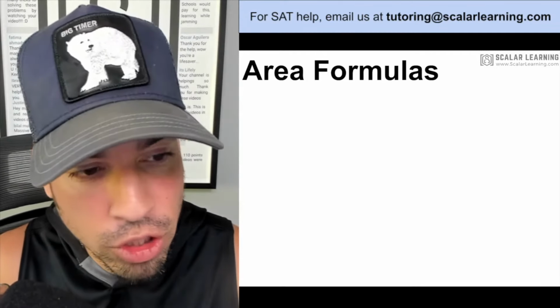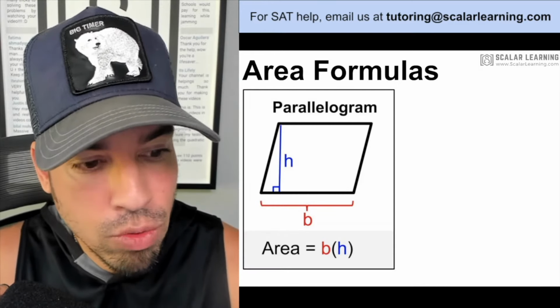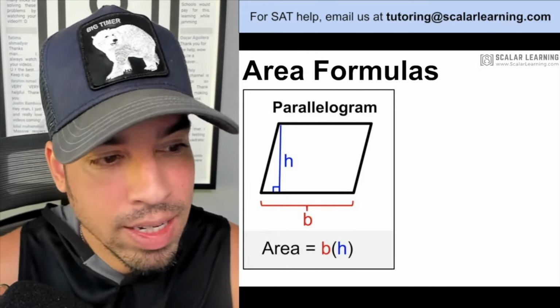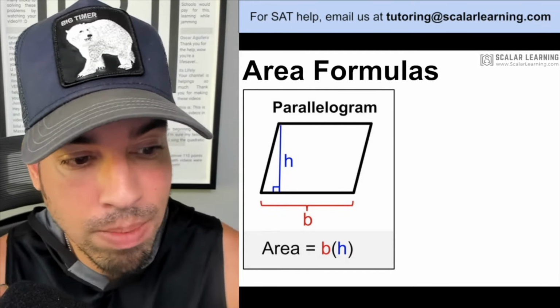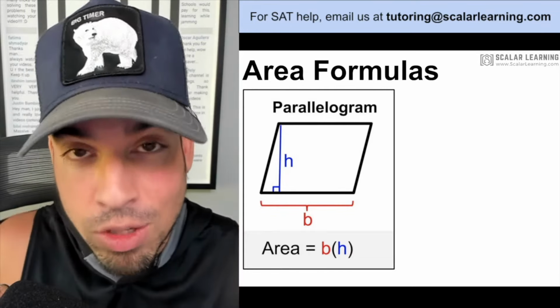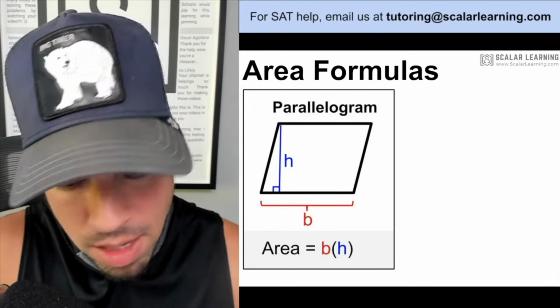Now we're going to talk about a couple area formulas that I've seen pop up lately that aren't on the reference sheet, right? So first we have a parallelogram. Once again, the two opposite sides are parallel, and the area is simply base times height. Now you can also break this up into two triangles and a rectangle and do it that way, but it's a very straightforward formula, the base times the height.